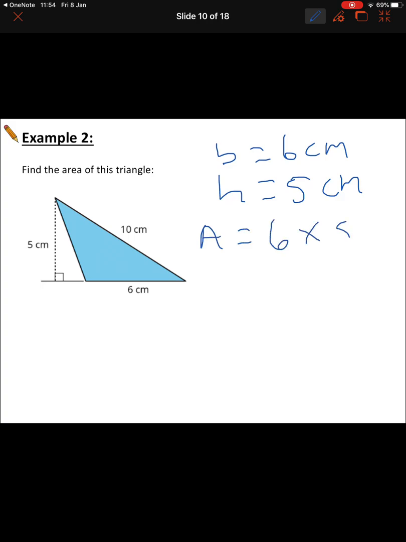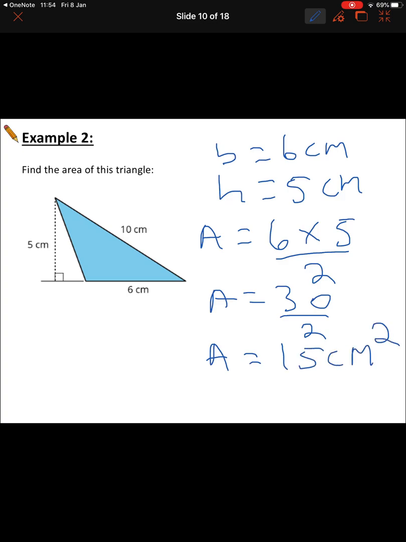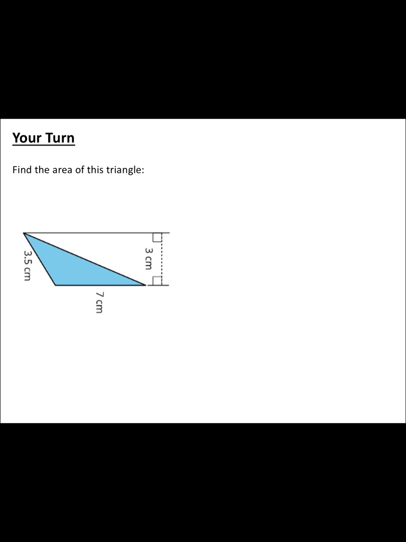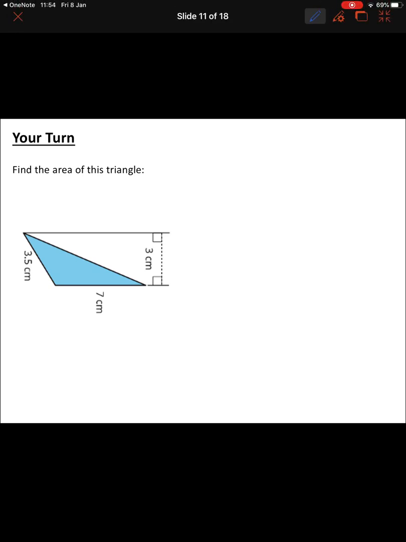So your area is going to be 6 multiplied by 5, and then you divide that by 2, okay? So your area is 6 times 5, which is 30. Half that gives you an area of 15 centimetres squared, okay? And we double underline that, okay? Right, brilliant. So let's have a go at a similar question. This question here.